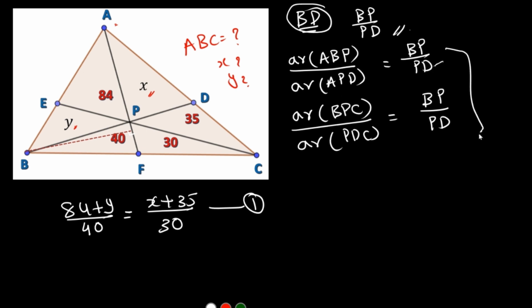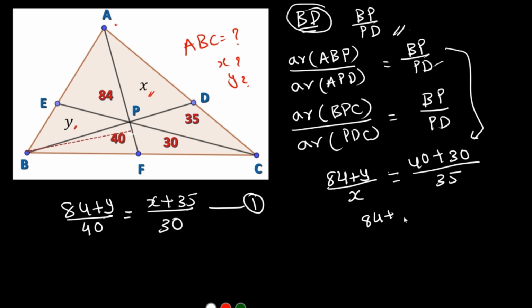So on the first side, what is the area of ABP here? ABP is 84 plus y, right? APD is x, right? Equal to BPC. BPC is 40 plus 30, which is the area 70, upon PDC, which is 35. So (84 plus y) by x equals 70 by 35, which is 2, right? So let's take this as equation number 2.